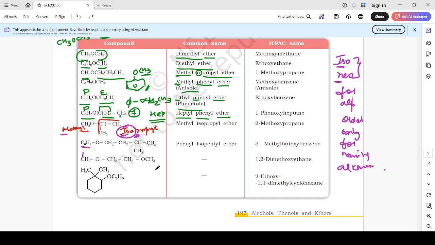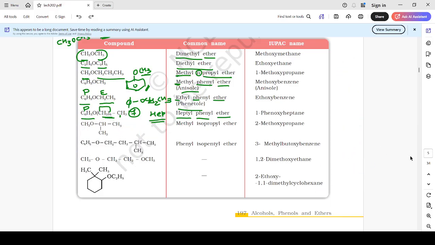Fine. Now for these kind of compounds where I am having 2 ether systems here, or this kind of system where I am going to have a bulkier nature, a cyclic compound here, there and all I don't have common names at all. I address them only by their IUPAC names.